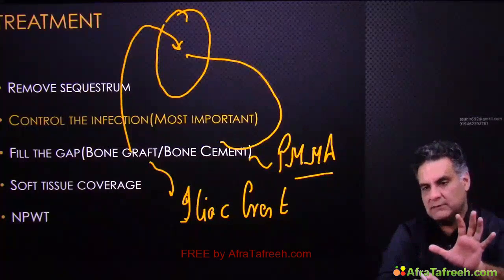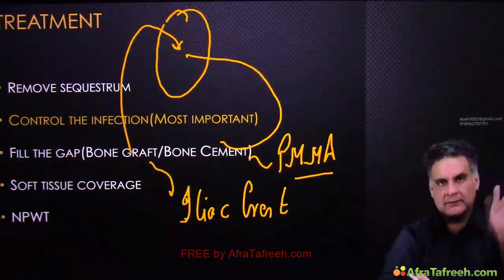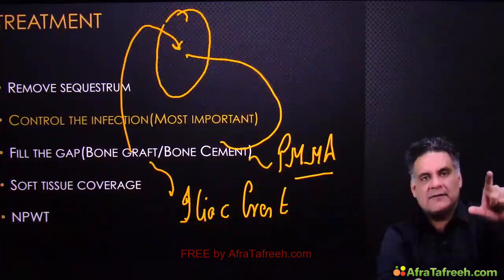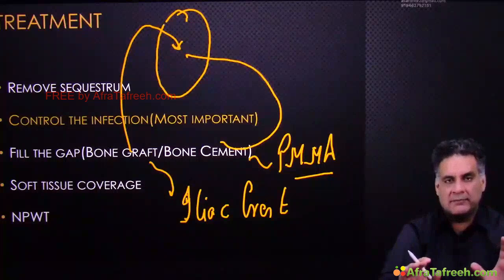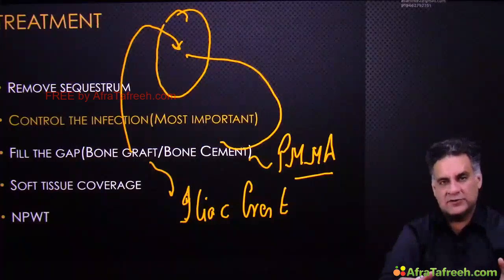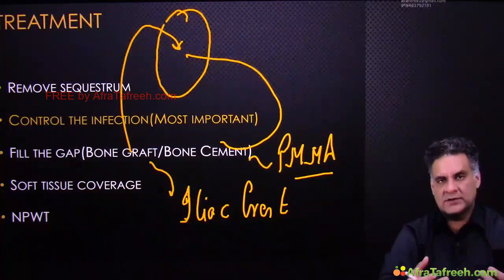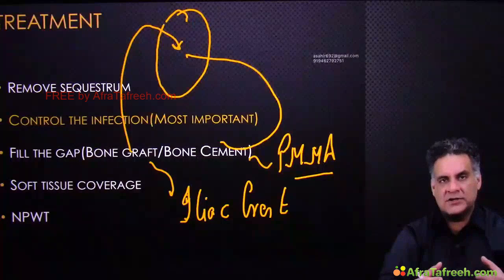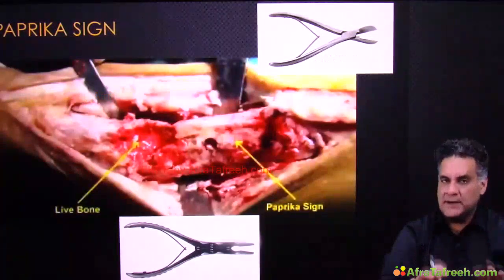Every white structure in the human body should be covered with soft tissue. Brain, white, cover it. Spinal cord, white, cover it. Bone, white, cover it. Cartilage, white, cover it. Vessels, white, cover it. So soft tissue coverage is of paramount importance. One of the ways of doing soft tissue coverage, we'll talk about, is vacuum assisted closure, also called negative pressure wound therapy.